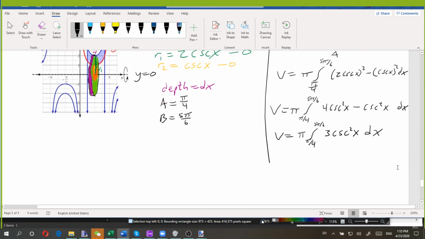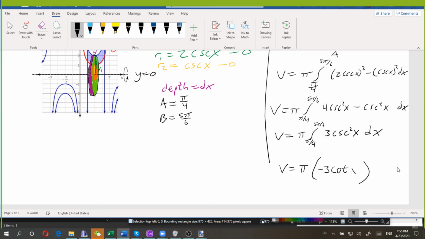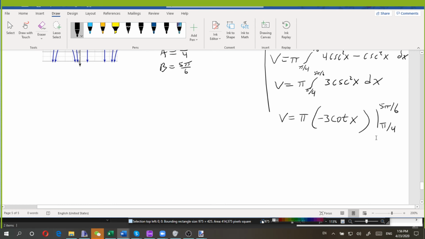Over to Niall. Niall, I want to work backwards with my integral. So what function would I differentiate in order to get cosecant squared? Negative cotangent. Perfect. So when I integrate 3 cosecant squared, what will I end up with? Negative 3 cotangent x, from pi fourths to 5 pi sixths. Okay, so we've got unit circle values for plugging in our upper bound and lower bound.